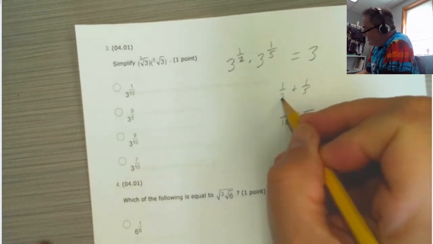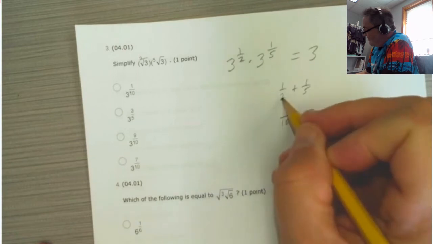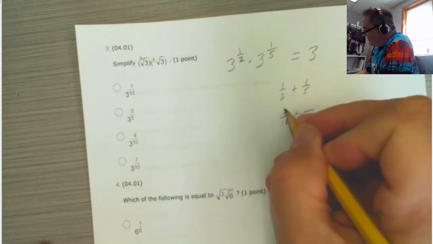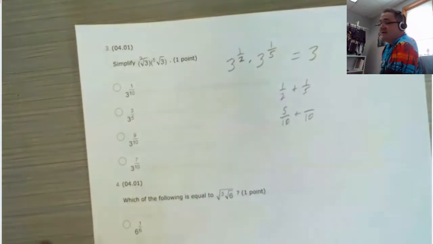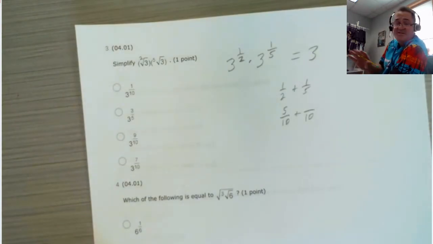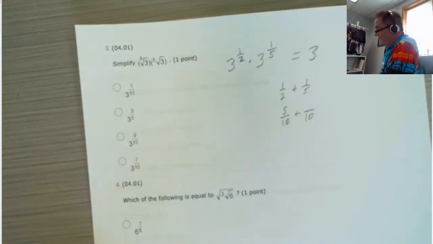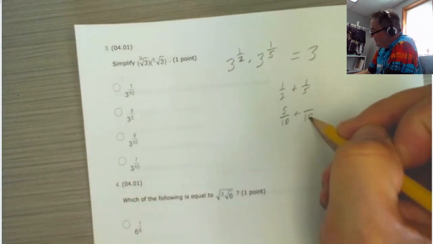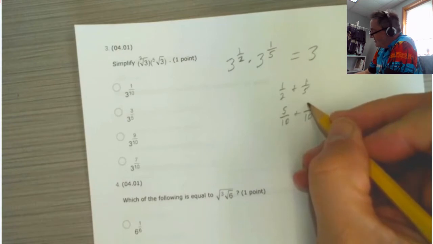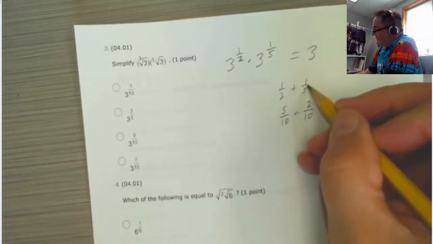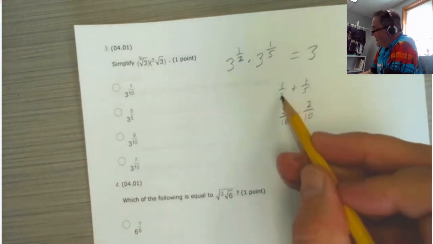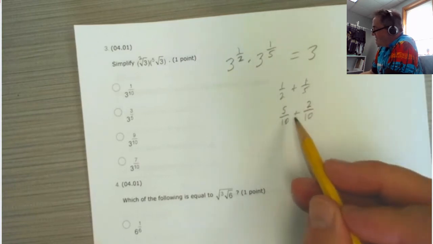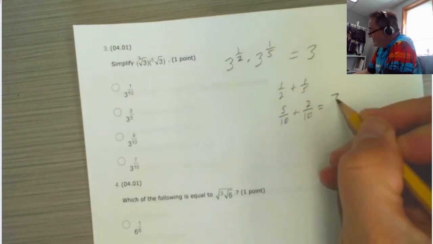So since this was a 2 and it needed to be a 10, we had to multiply it by 5. So we have to multiply that by 5. So 5/10 is the same fraction as 1/2, because we're not changing the value. We're just rewriting it. And 1/5 would be what with this? We had to multiply 5 by 2, so we had to multiply 1 by 2. So 2/10 is the same fraction as 1/5. So adding 1/2 plus 1/5 are 5/10 plus 2/10 equals 7/10.